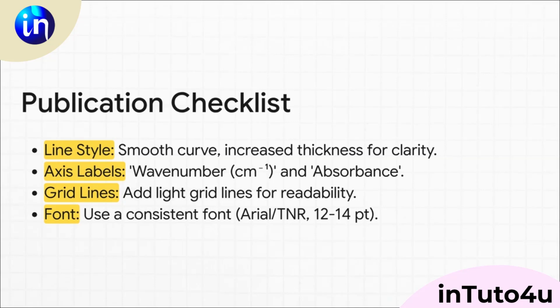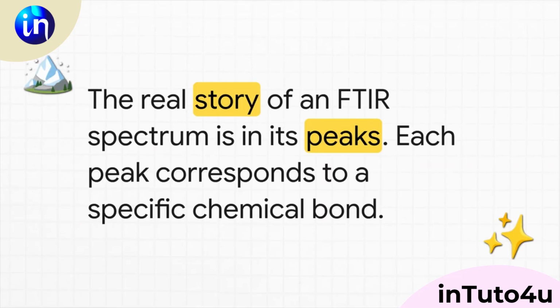Next, and please never forget this, label your axes. Wave number, cm-1, and absorbance. So important. Maybe add some light grid lines so it's easier to read. And finally, stick to a standard professional font. These little details make a huge difference. A polished graph looks great, sure, but the real story in an FTIR spectrum is hiding in the peaks. Each one of those bumps corresponds to a specific chemical bond doing its thing.